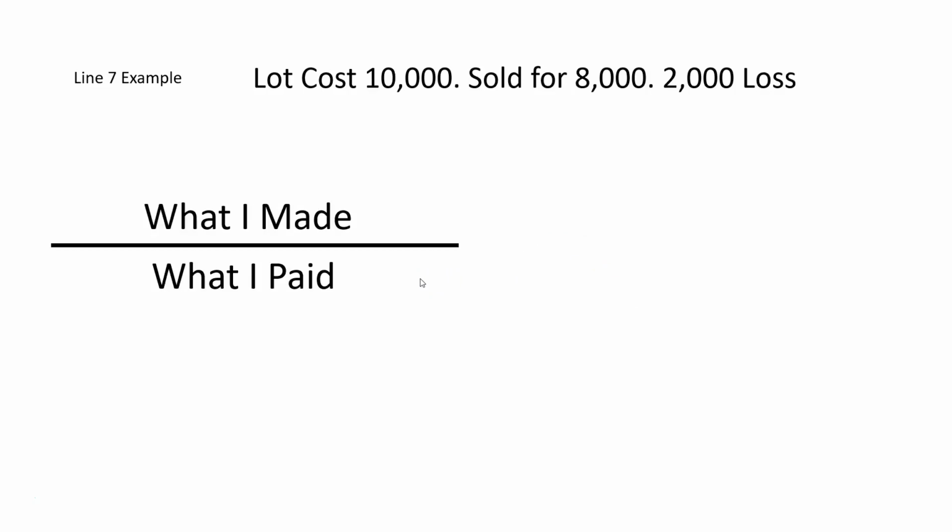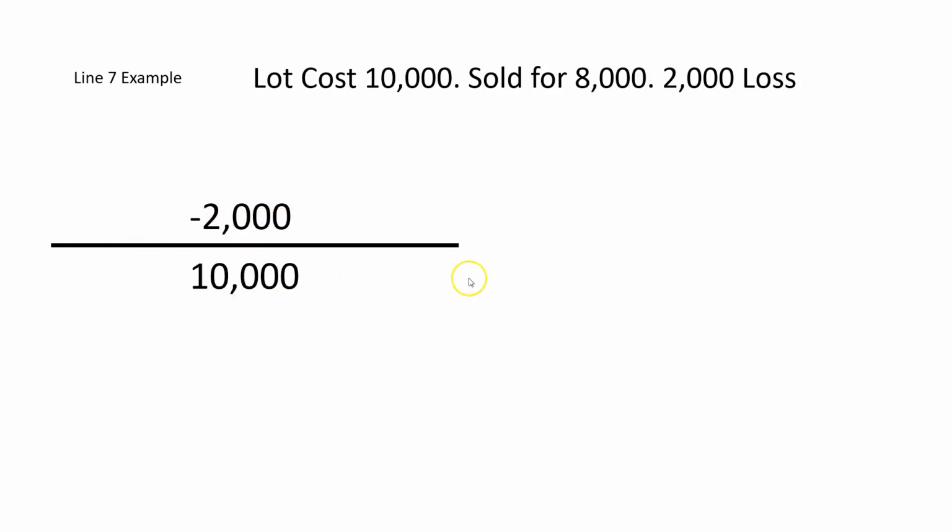If I made a loss on it, I still regard it as what I made, but it's a negative figure. Lot cost 10,000, I sold for 8,000, therefore I incurred a $2,000 loss on the lot. I still put the 2,000 on the top, but in this case I just put a negative in front of it. I still put what I paid, which was 10,000 in this case. Therefore I made a 20% loss. Don't get too tied up with the wordage.